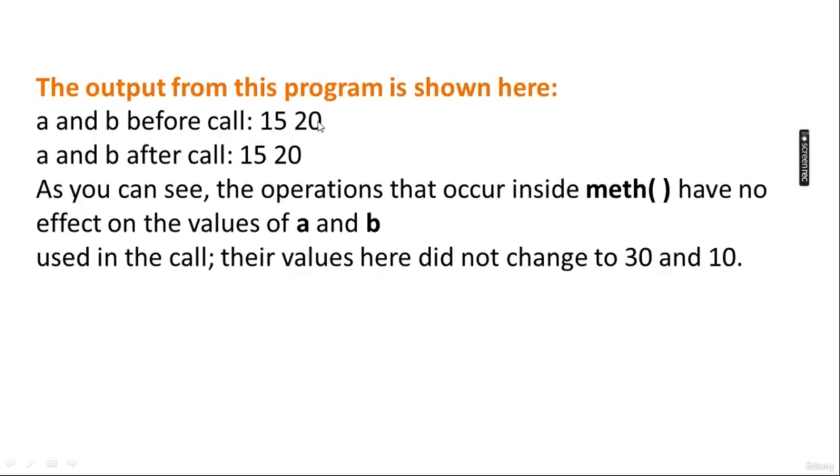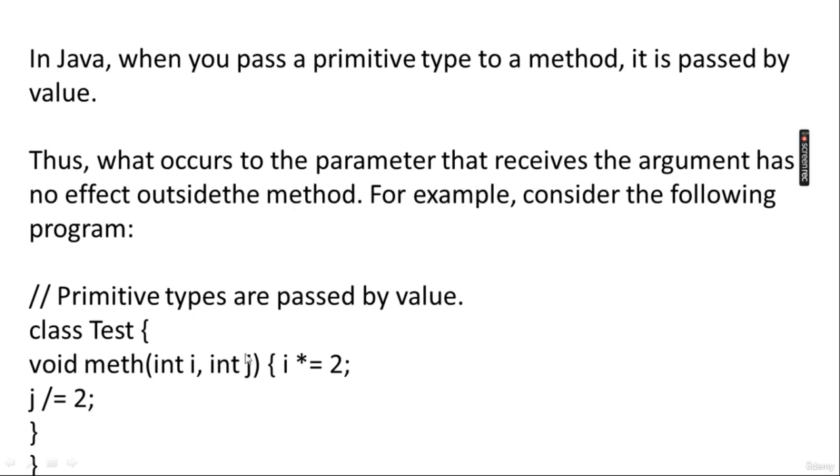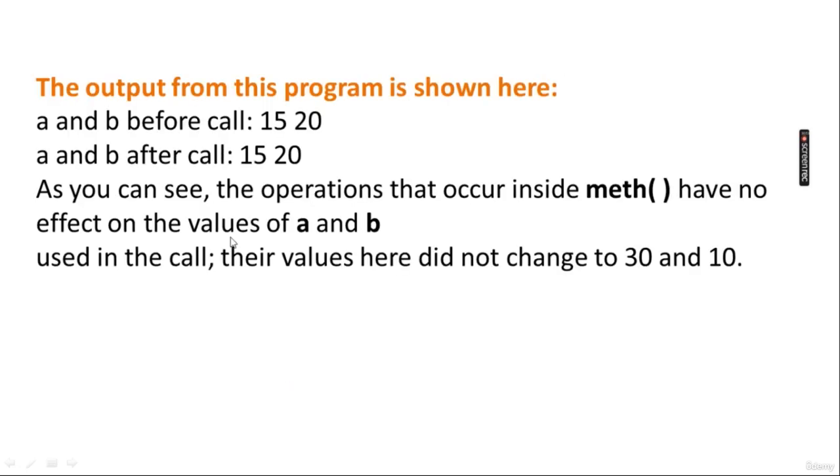a and b before call is 15 and 20. After call, value should be modified, but this is not the case because we are actually passing the values. So i should be i into 2, that is 30, and j should be j divided by 2, 20 divided by 2, that is 10. But since it is a call by value method, the original value will remain same after call. Operations that occur inside method have no effect on the values a and b used in the call. Their values did not change to 30 and 10.